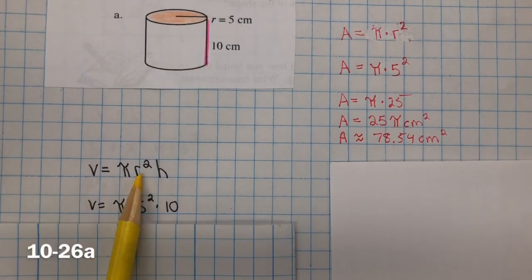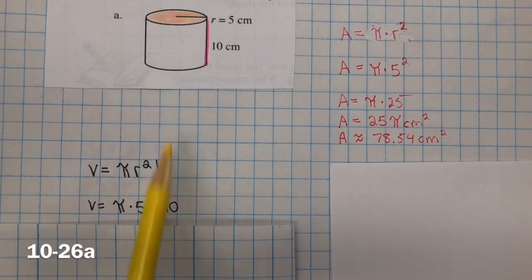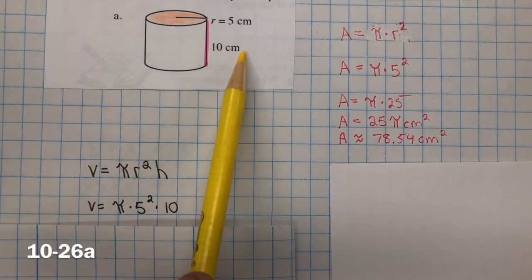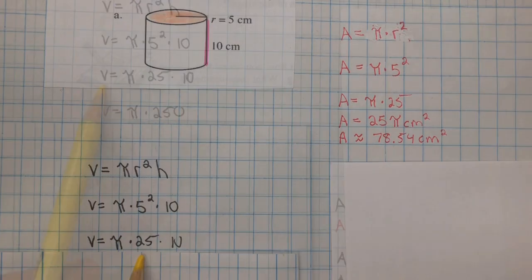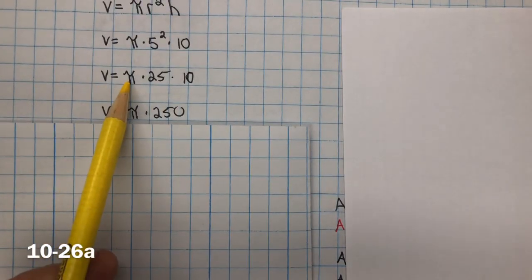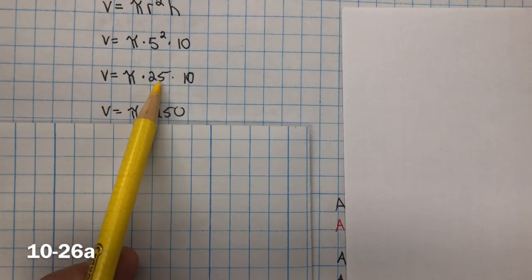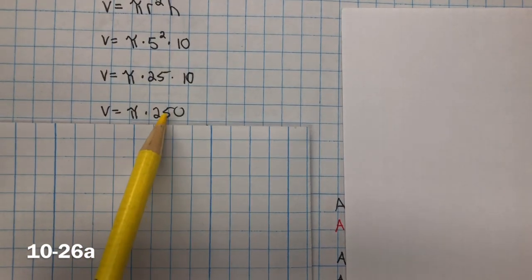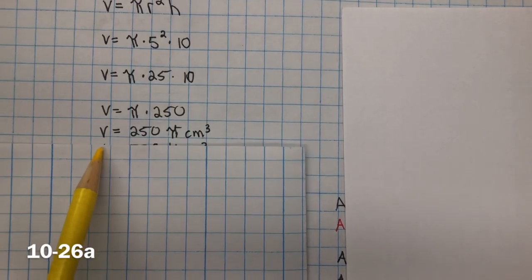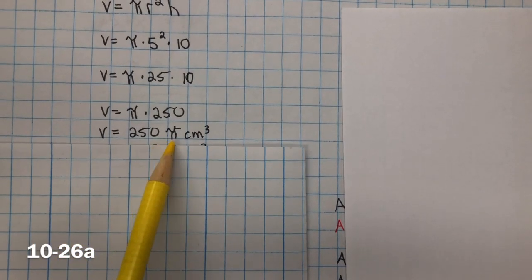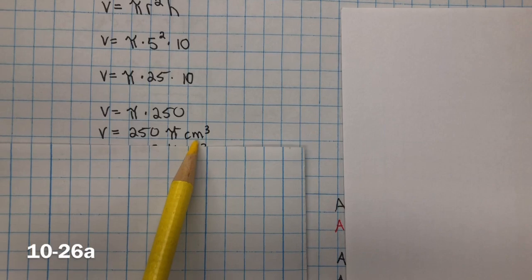So we have radius squared, which was 5 squared, multiplied by the height, which is given here. The height is 10. So 5 squared is 25. So pi multiplied by 25 multiplied by 10, 25 multiplied by 10 equals 250. So the volume equals 250 pi cubic centimeters.